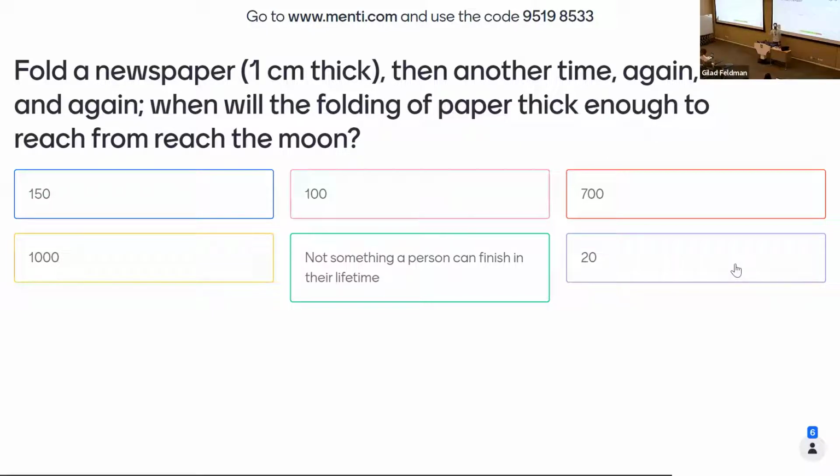Or 20, who said 20? Why 20? Did you calculate? I remember that. Your memory? Okay, yeah. So these are interesting questions because actually they're very practical. Like you want to know what happens if you fold a newspaper. Do you want to know the answers to that?